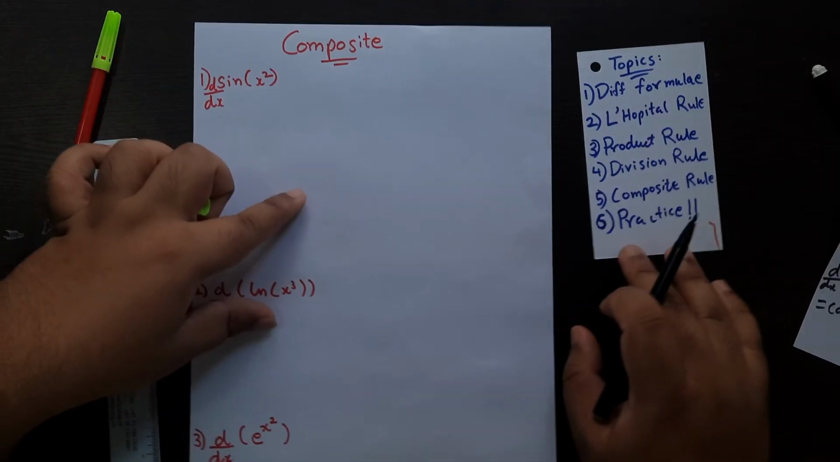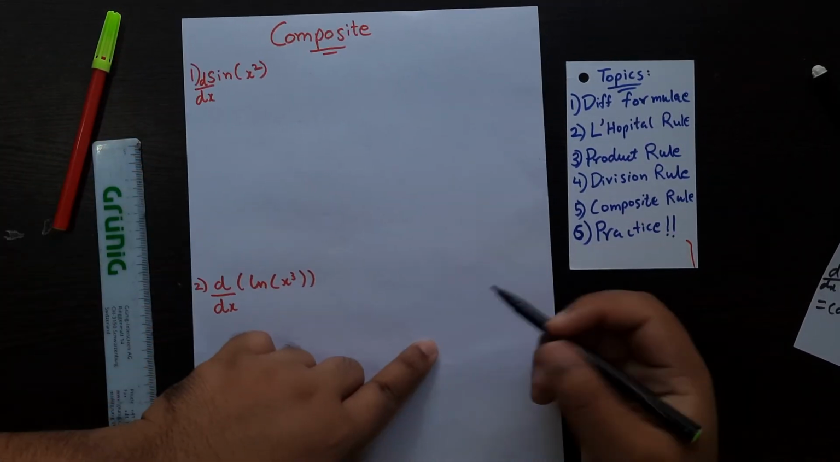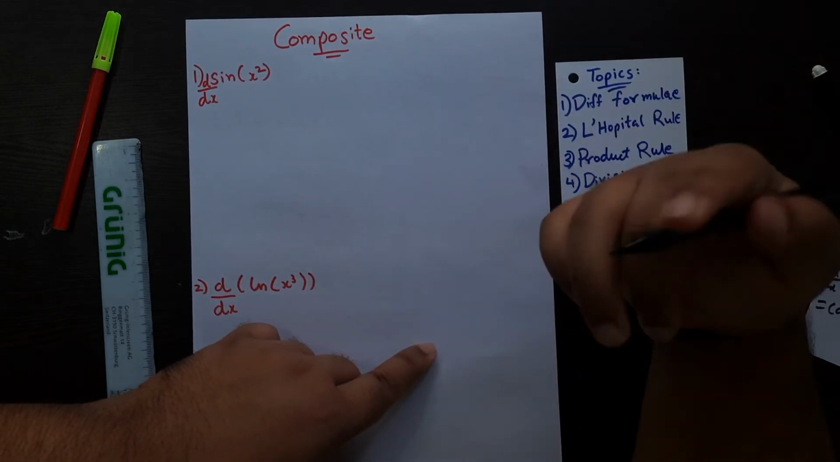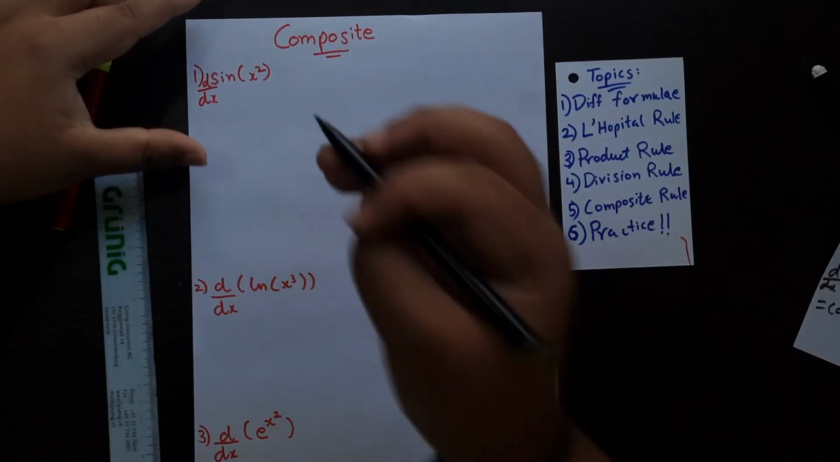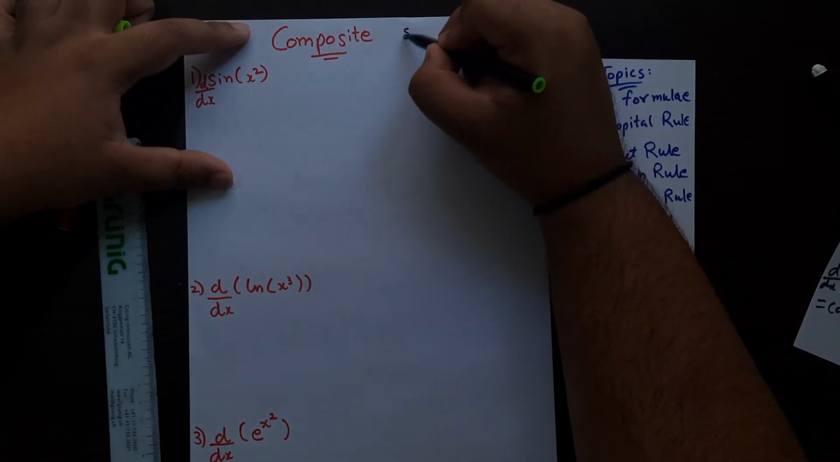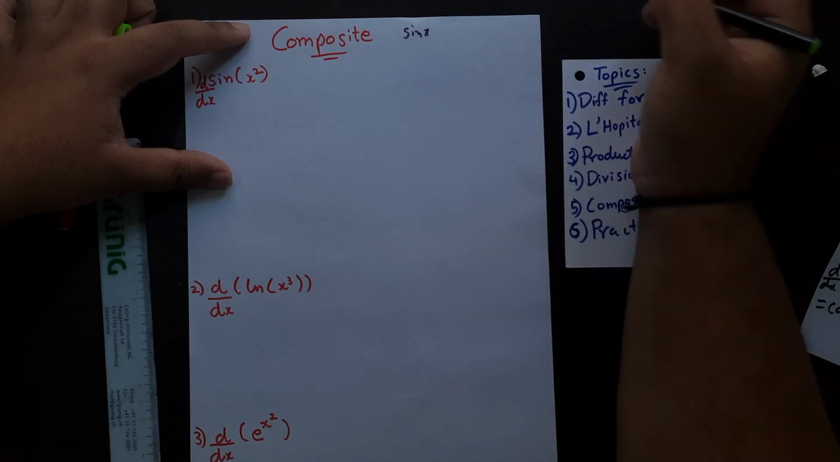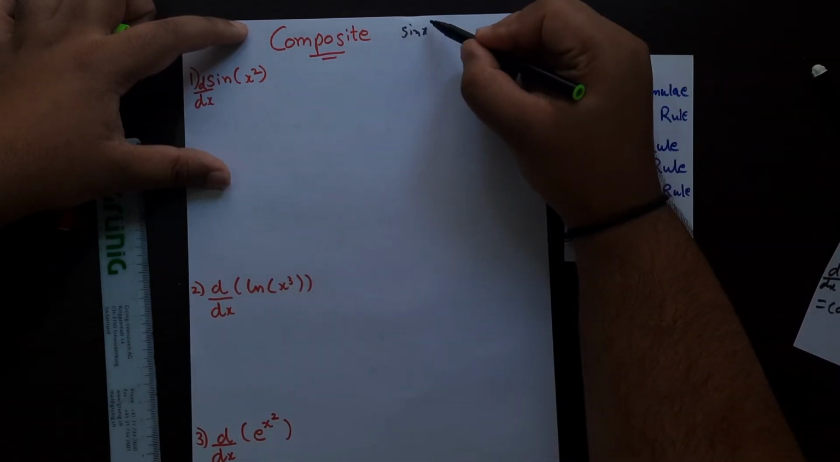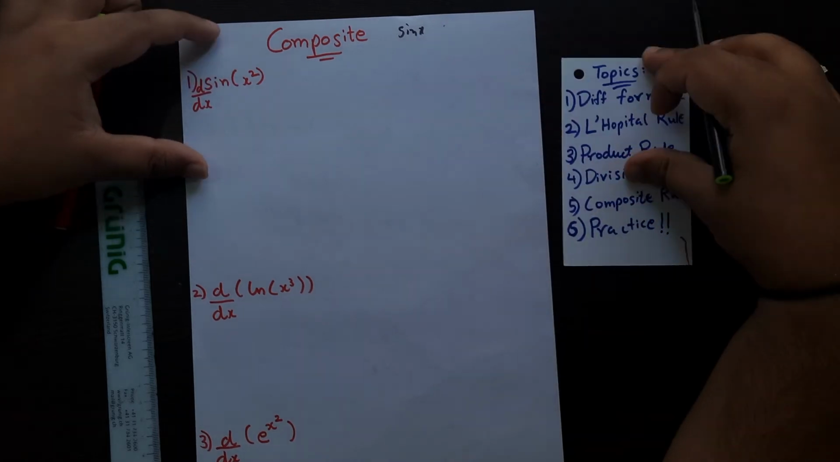Now I'll be going into something known as the composite rule. The composite rule is very tricky. If you know the concept it's simple, but if you don't know, it looks very complicated and daunting. Composite means you have some term, suppose you have sine. We all know the differential of sine x, but sometimes people ask sine x square, where instead of x being normal, it is x square. So what do we do in such cases?